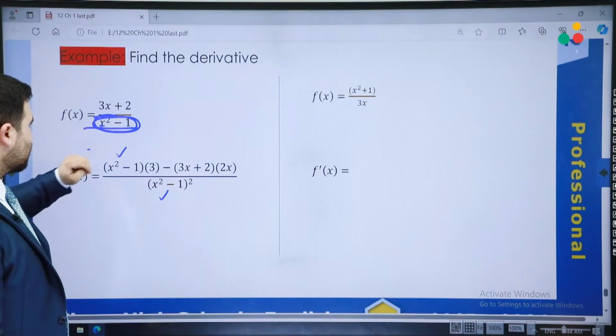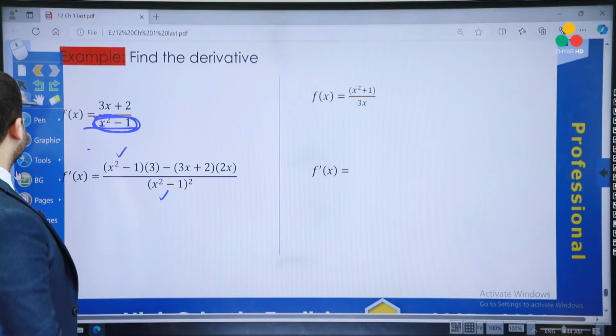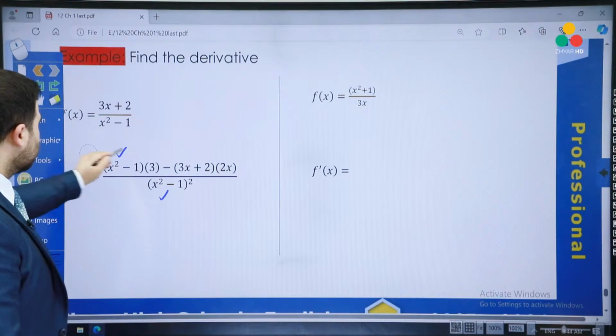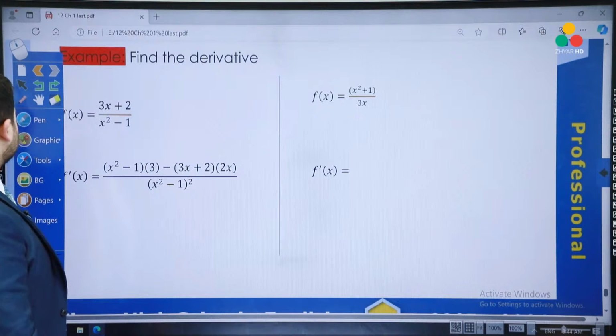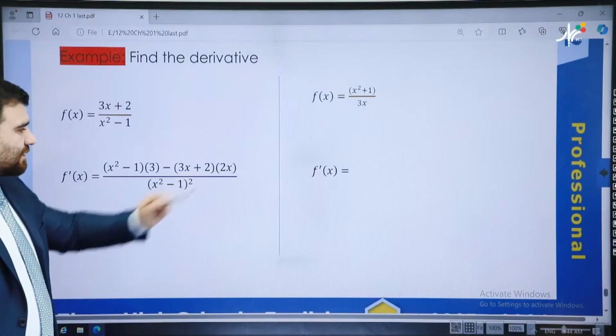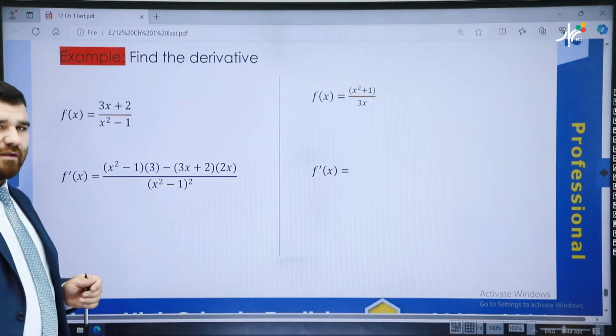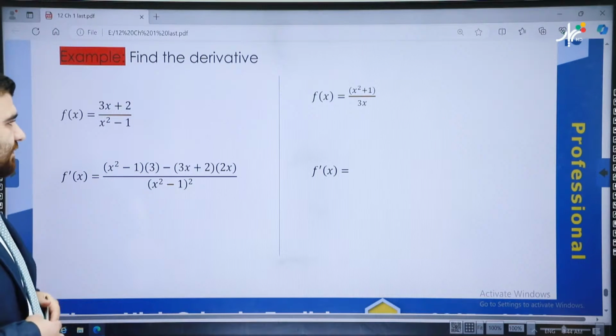Down is what? It's x squared minus 1. Derivative of x squared is 2x. This is the 2x. After this, we can multiply and simplify. Then we get the final answer simplified.